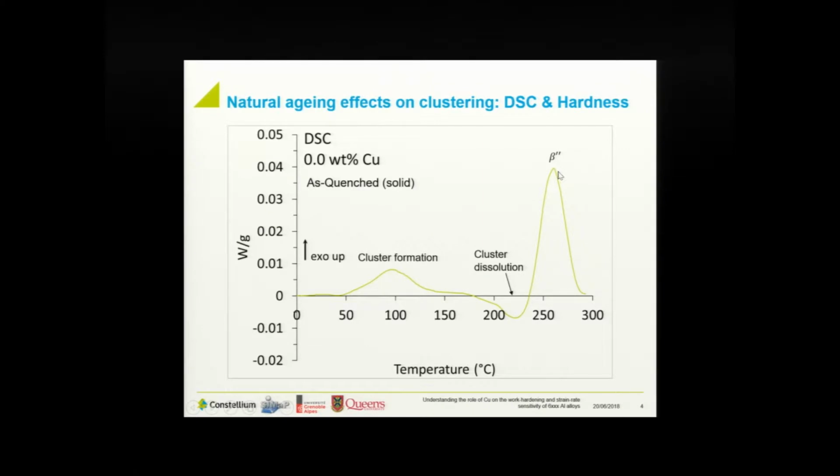So you can see here the beta double prime peak. This is what you'll be forming during the actual paint bake cycle. And so you can see here it does have quite a strong signal.